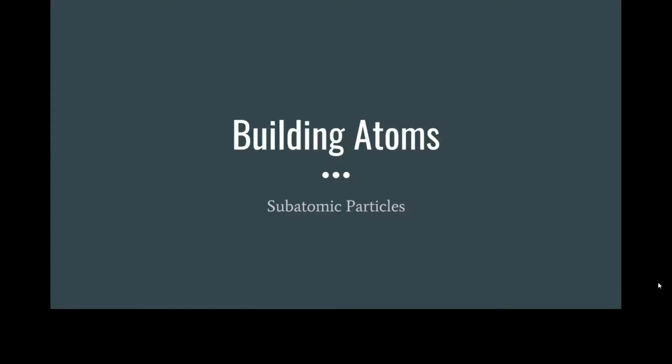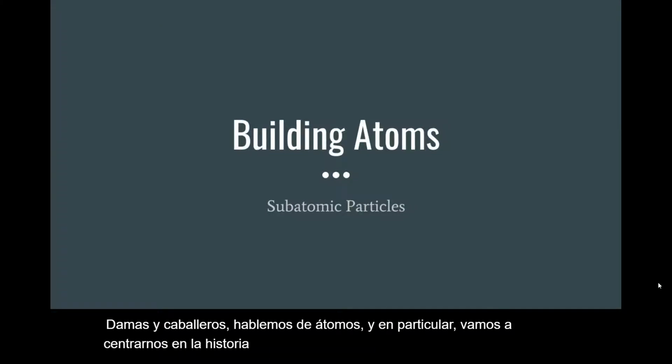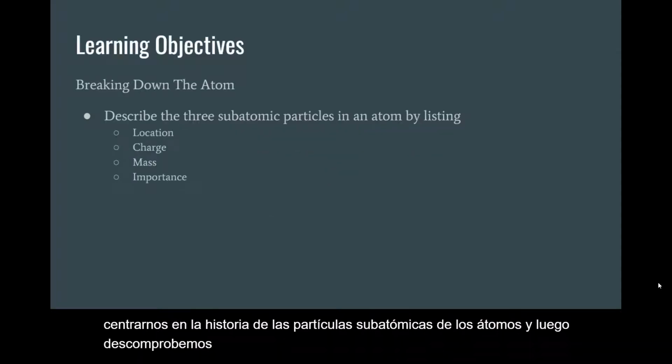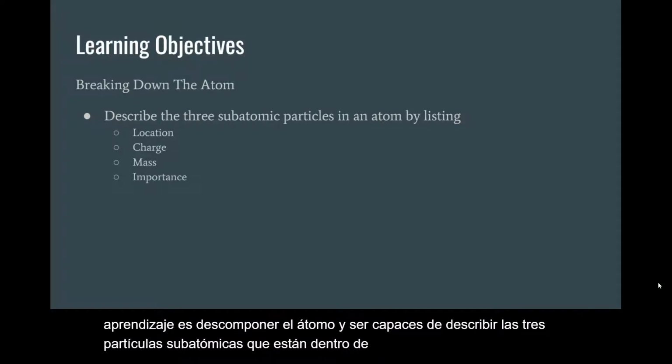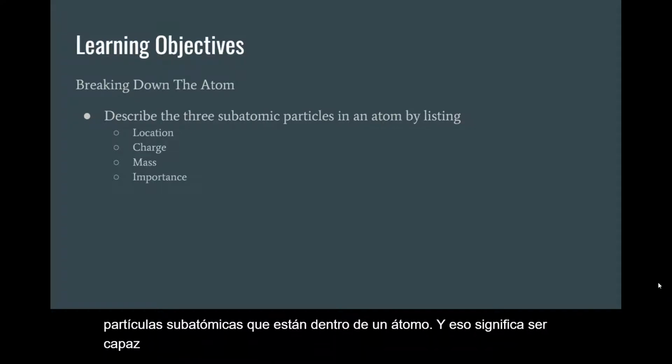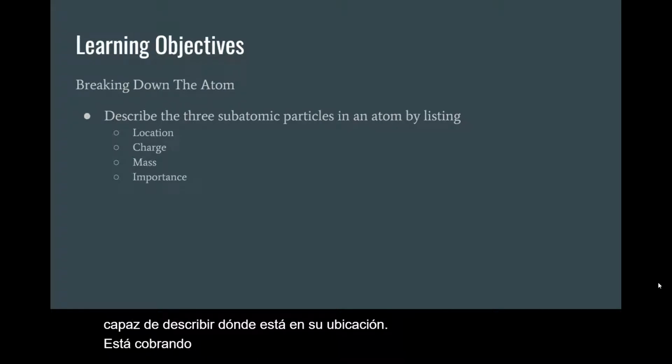Ladies and gentlemen, let's talk about atoms. In particular, we're going to focus on the history of the subatomic particles of atoms, and then we'll break down those subatomic particles. So, our learning objective is to break down the atom and be able to describe the three subatomic particles that are inside an atom. That means being able to describe where it's at, its location, its charge, its mass, and why it's important.